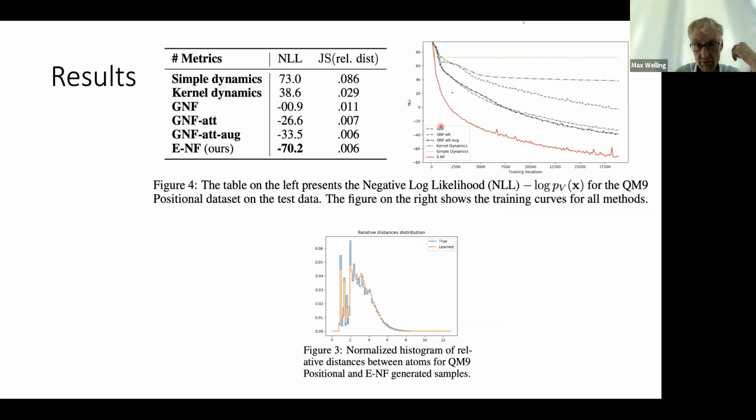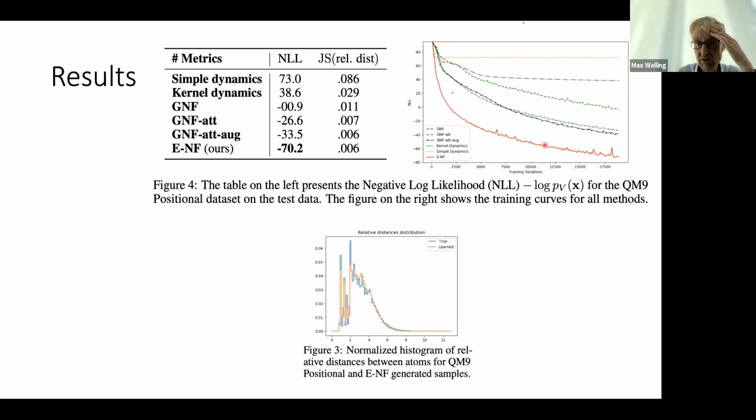Now, we compared, of course, this method to a whole bunch of other methods in the literature for a training set which was QM9 positional data. So here we can actually see how well we can generate three-dimensional structures of molecules from the data set. And there's actually a very big gap.